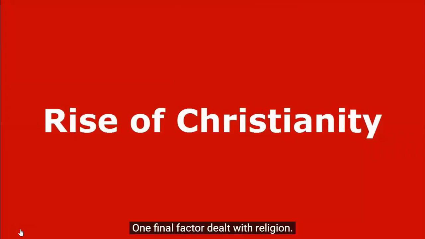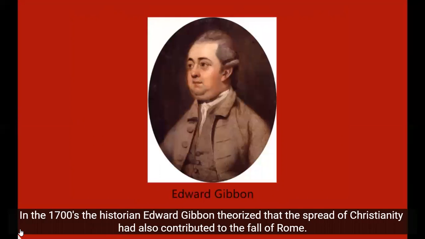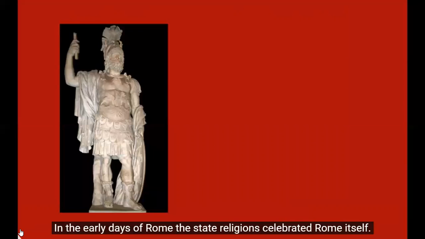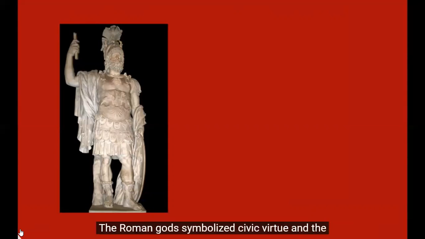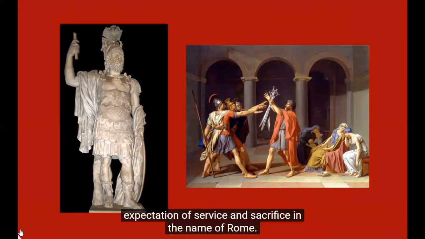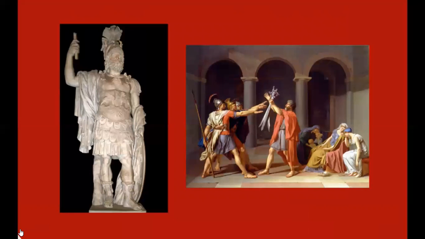One final factor dealt with religion. In the 1700s, the historian Edward Gibbon theorized that the spread of Christianity had also contributed to the fall of Rome. In the early days of Rome, the state religions celebrated Rome itself. The Roman gods symbolized civic virtue and the expectation of service and sacrifice in the name of Rome. Christianity spread a different set of virtues. Its followers were focused on the return of their Messiah and on preparing themselves for heaven after death.